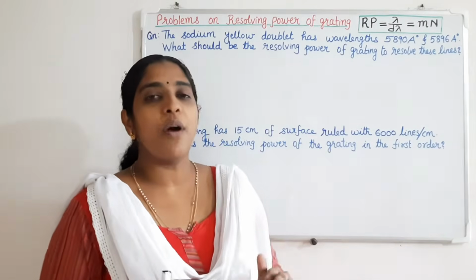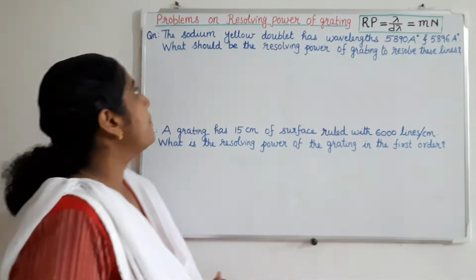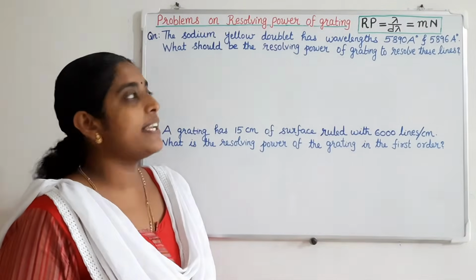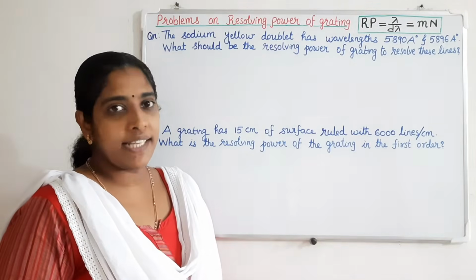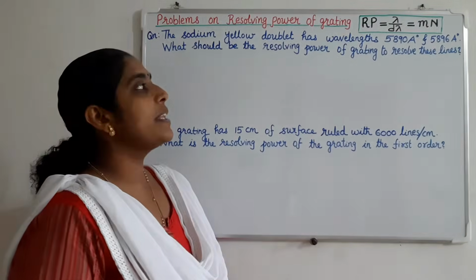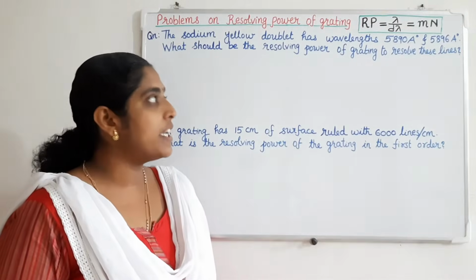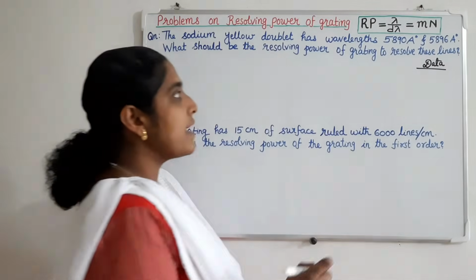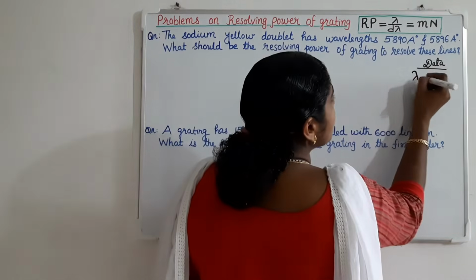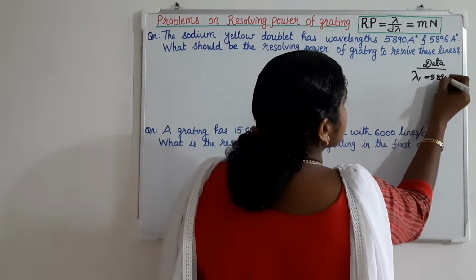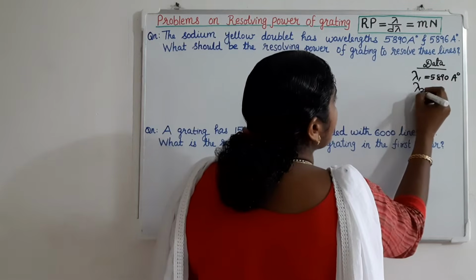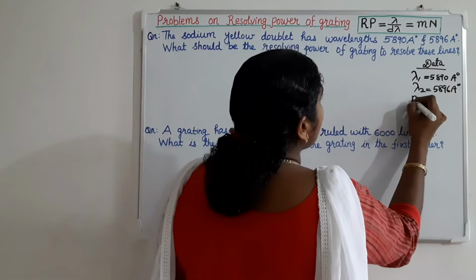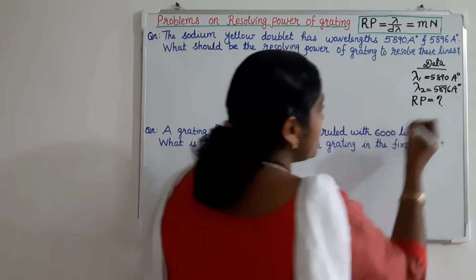So we can do some problems based on this. First question: the sodium yellow doublet has wavelengths 5890 Angstrom and 5896 Angstrom. What should be the resolving power of the grating to resolve these lines?